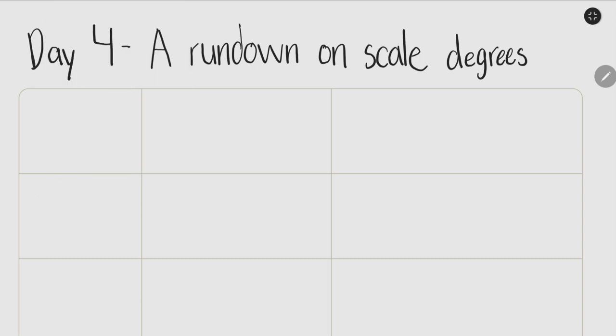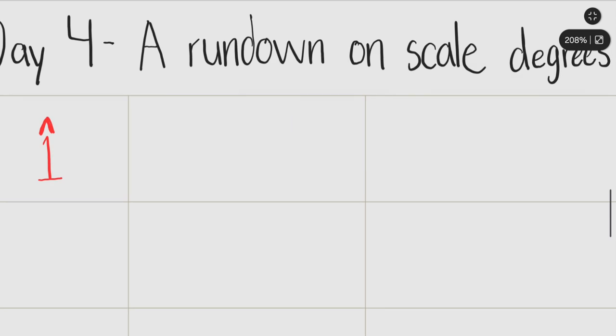So our first scale degree, number looks like this. All of them kind of look like the number with a hat. So just remember that. So we have 1. And its solfege syllable, which is the do, re, mi, fa, sol, la, ti, do system, is do.